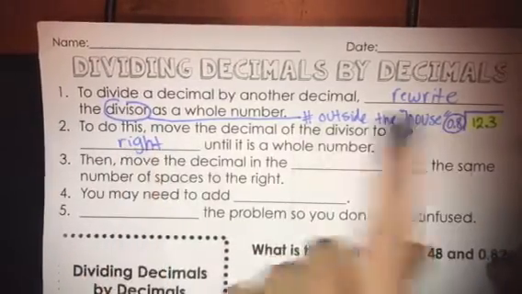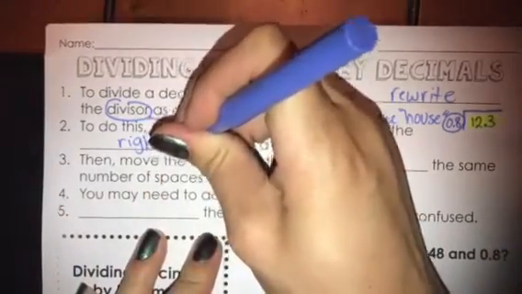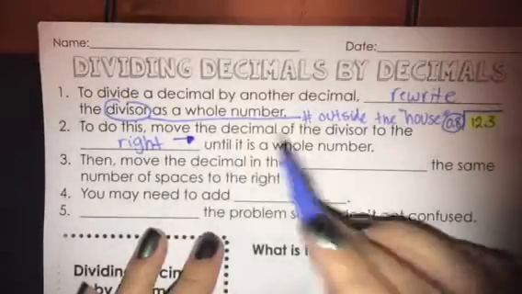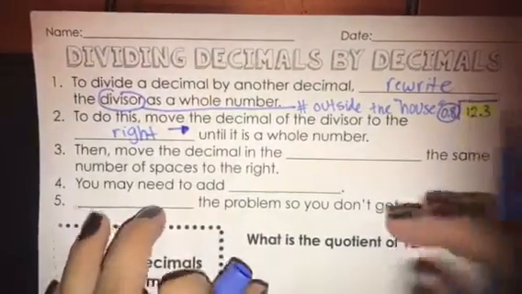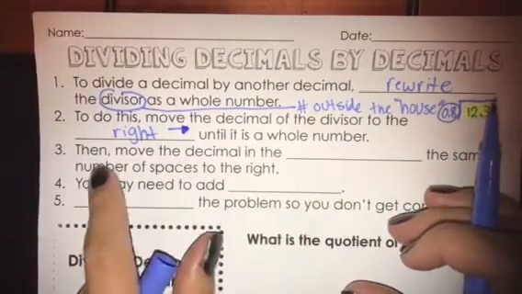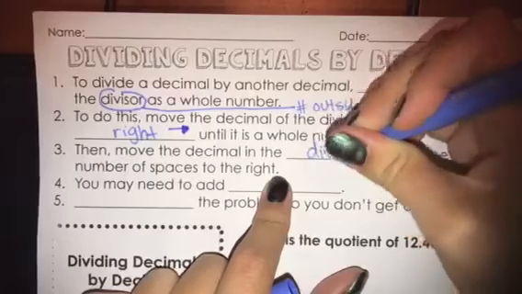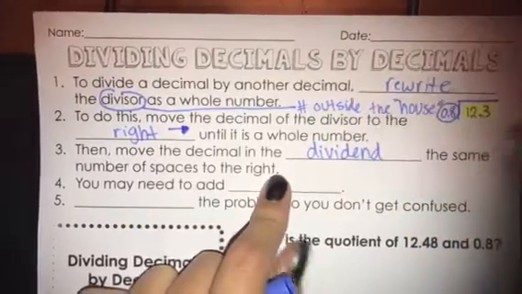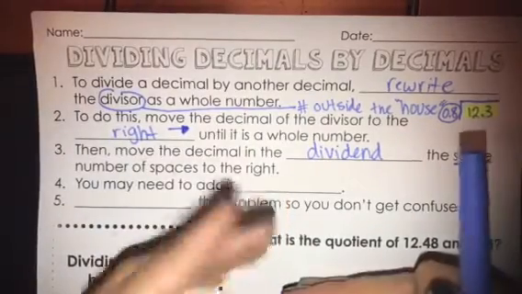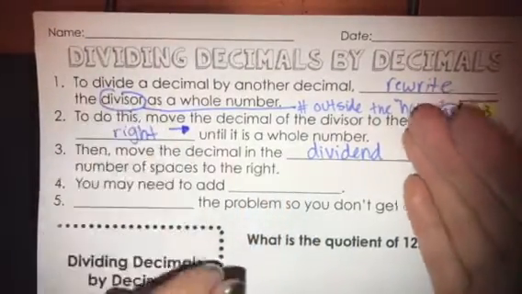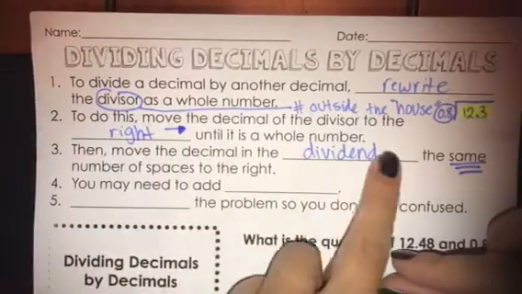So if there is a decimal, the way we need to move it is to the right. That's in this direction, towards the house. You're gonna swoop to the right. So you move the decimal all the way until it's a whole number. Then you're gonna move the decimal in the dividend, the same, underline same, the same number of spaces. What you do to the outside, you gotta do to the inside of the house. In order for the answer to be equivalent, whatever you move in the divisor, you're gonna move in the dividend.